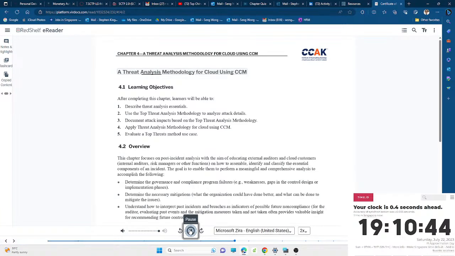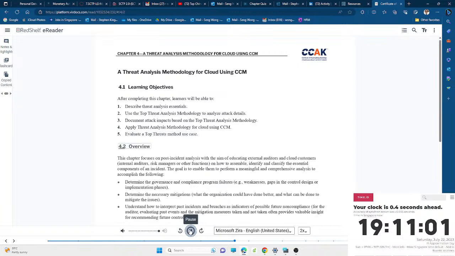A threat analysis methodology for cloud using CCM. 4.1 Learning Objectives. After completing this chapter, learners will be able to describe threat analysis essentials. 1. Use the top threat analysis methodology to analyze attack details. 2. Document attack impacts based on the top threat analysis methodology. 3. Apply threat analysis methodology for cloud using CCM. 4. Evaluate a top threats method use case.